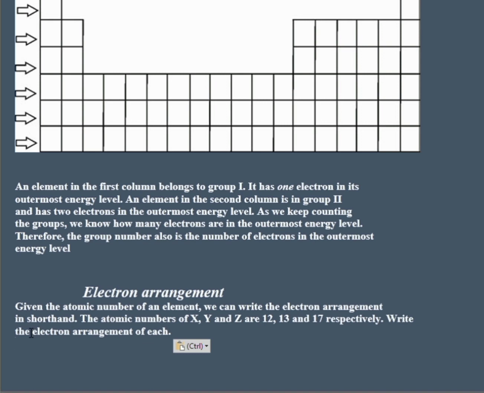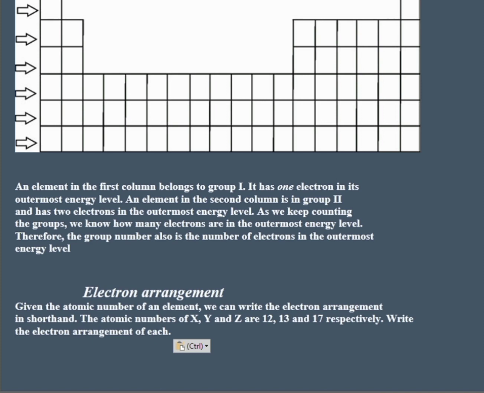Now, given the atomic number of an element, we can write the electron arrangement in shorthand. The atomic numbers of X, Y, and Z are, as an example, 12, 13, and 17 respectively. Write the electron arrangement of each. You can pause the video and try it out if you are in a position to write the electron arrangement of these elements X, Y, Z, given the atomic numbers 12, 13, and 17 respectively.